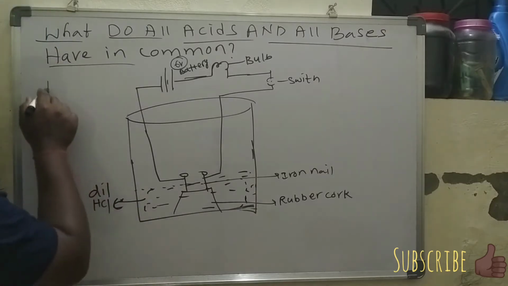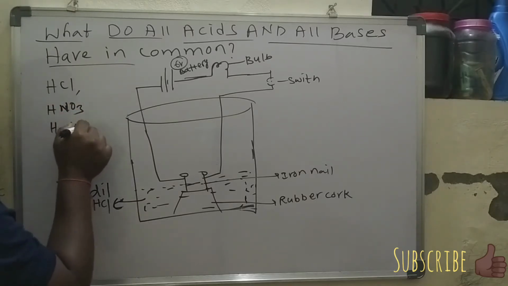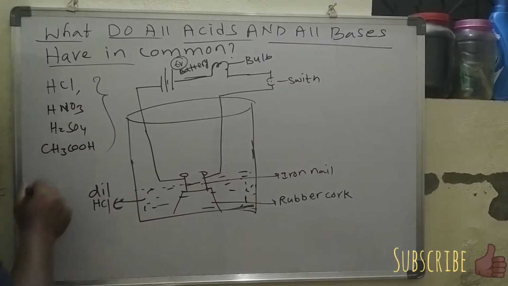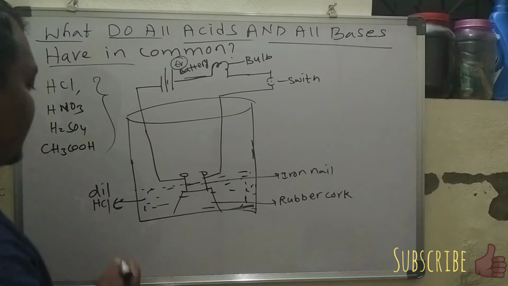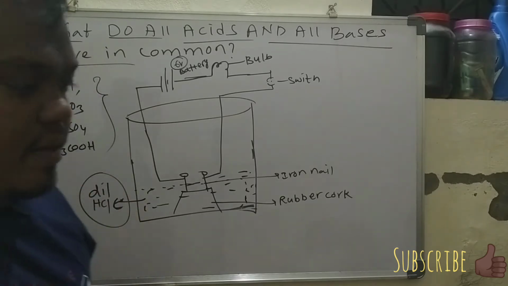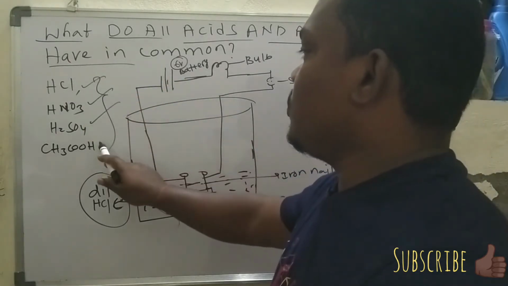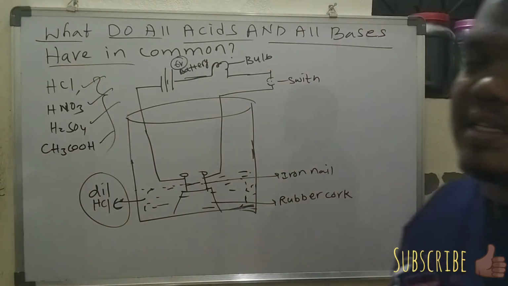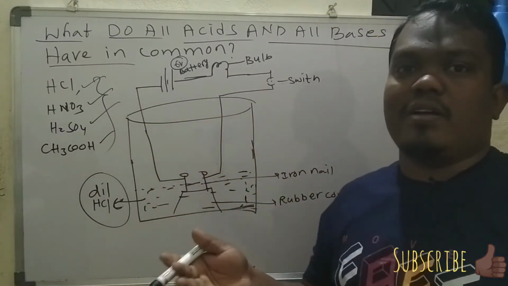Now I'm going to take acids like HCl, HNO3, H2SO4, CH3COOH. What should be happening here? Now I'm taking only diluted HCl, and I repeat this experiment with all these acids: HCl, HNO3, H2SO4 and CH3COOH. I took only some examples; we still have so many examples of acids. Let us find out whether they all have something in common or not.